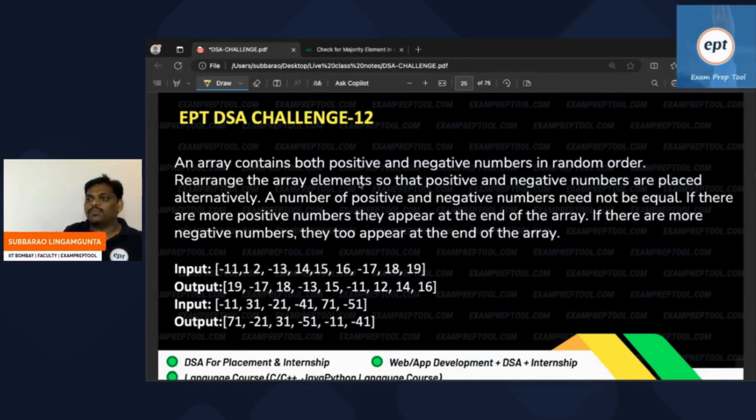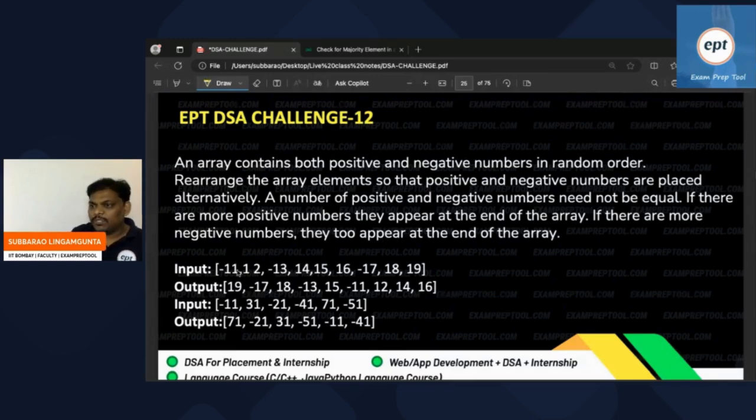Let me explain this problem. Yesterday I explained it, so I am explaining again. There is one array containing both positive and negative numbers in random order. Arrange the array so that positive and negative numbers appear alternately. The number of positive and negative numbers need not be equal. If there are more positive numbers, they appear at the end. If there are more negative numbers, they also appear at the end.